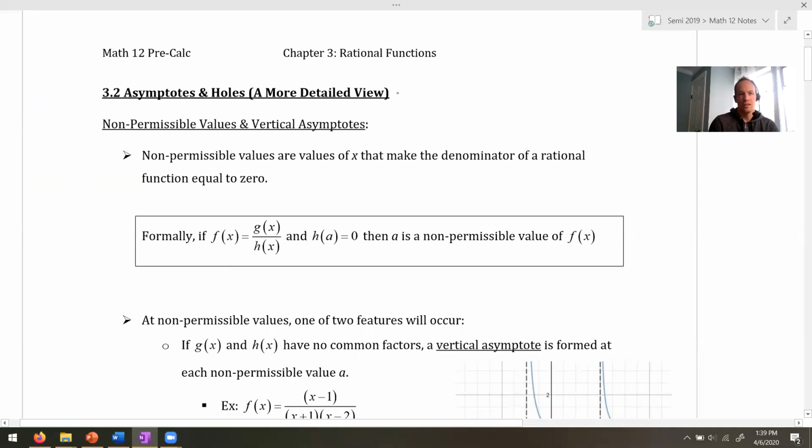So what we're looking at today is section 3.2. It is asymptotes and holes. It is a more detailed view. Let me just make sure my pen's working.